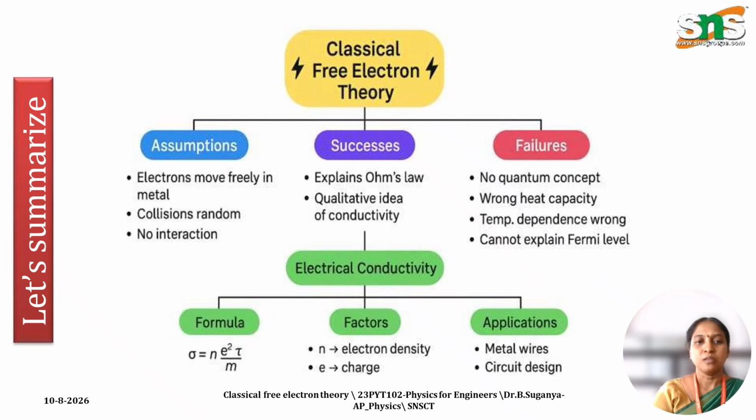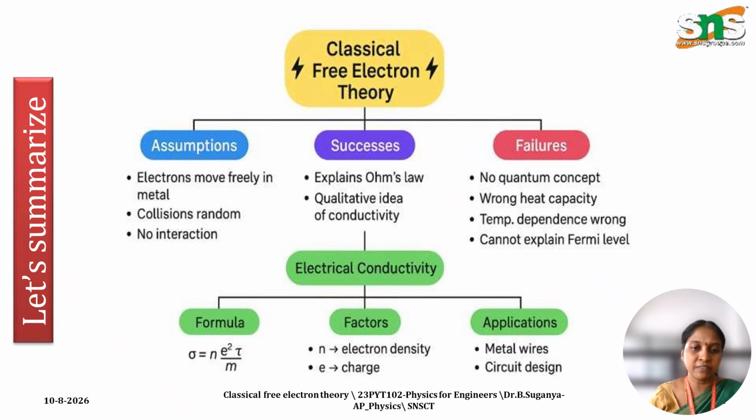Let's recall what we discussed in the classical free electron theory assumptions. Electrons move freely in the metal, and these free electrons are responsible for conducting electricity. The collisions occur randomly and there is no proper interaction. The success of this theory is that it explains Ohm's law. What is Ohm's law? V equals I R, and the qualitative idea of conductivity. The failure of this classical free electron theory is that it has no quantum concept. Quantum theory deals with microparticles, so that concept is not explained properly here. It gives wrong heat capacities, the temperature dependence is wrong, and it cannot explain the Fermi level.